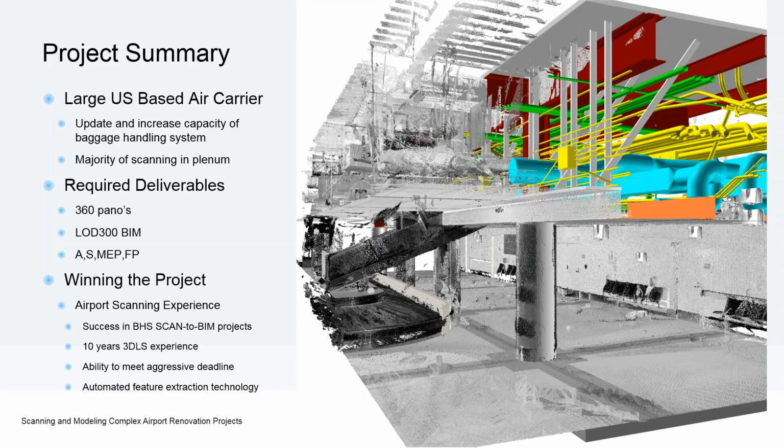The deliverables were 360 panels and a more detailed level of development, 300, for the BIM. In the as-built world that we live in, that's on the high end of the spectrum. It's really where we hit our limits for an as-built, in my opinion. And that model would contain architectural elements, structural, mechanical, electrical, plumbing, conduit, and fire protection, right down to an inch. So it was a high degree of difficulty.